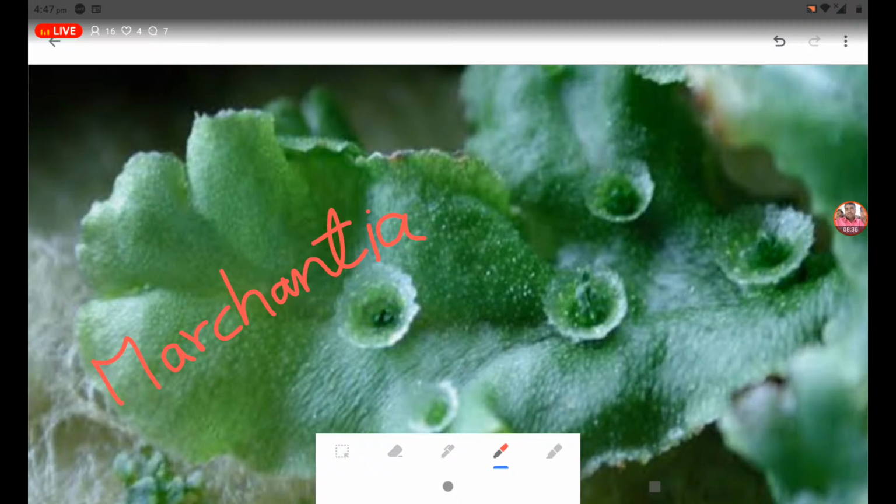If you observe the thallus body, you will find cup-shaped structures. See here, they are appearing like this; many cup-shaped structures are identified. They are called gemma cups, which promote asexual reproduction. If they separate from the parental body, they can grow into another individual. Another individual plant is possible only from the gemma cups.